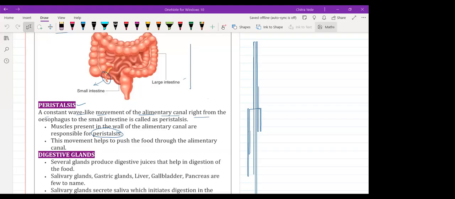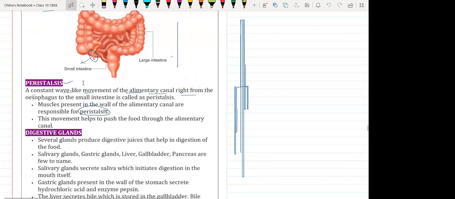Okay, so very good evening, everyone. Today we are going to start digestive glands, and it is a part of our chapter called nutrition.